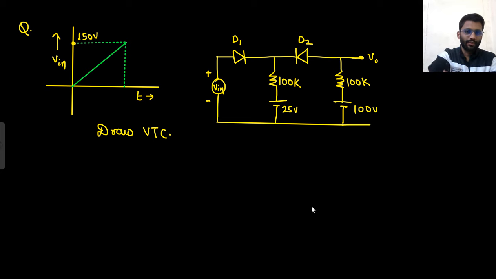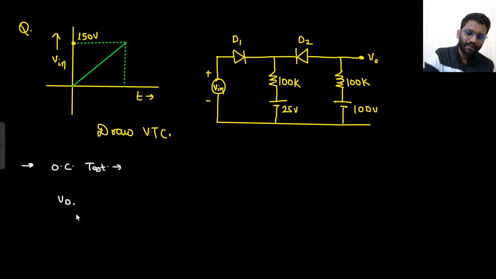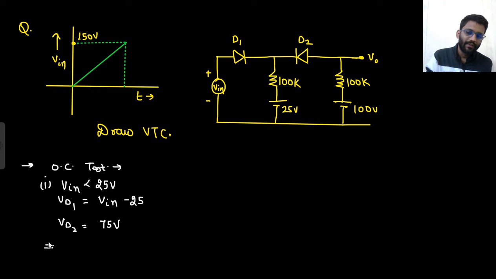Okay, this you should solve on your own and then check your answer. Tell me what will be your open circuit test we are applying. What will be your VD1? VD1 will be Vin minus 25. What will be your VD2? VD2 will be 100 here, 25 here, that means 75. So what will be my first condition? First condition will be that my Vin is less than 25 volt. And if Vin is less than 25 volt, that means D1 is off and D2 is on.